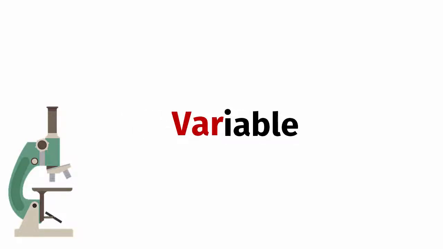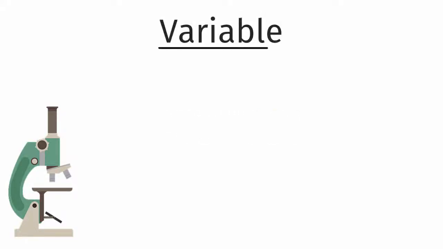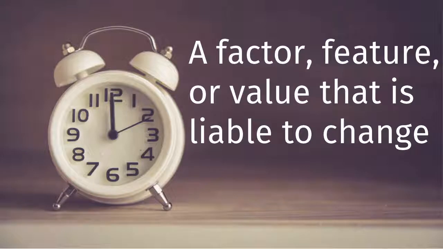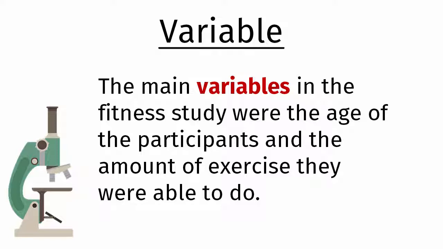Variable has two main uses, as a noun and as an adjective. As a noun, variable refers to a factor, feature, or value that is liable to change. Here's an example. The main variables in the fitness study were the age of the participants and the amount of exercise they were able to do.